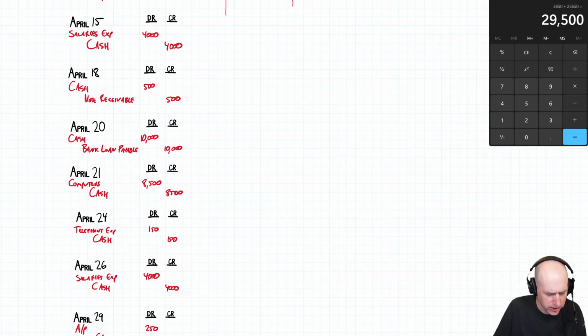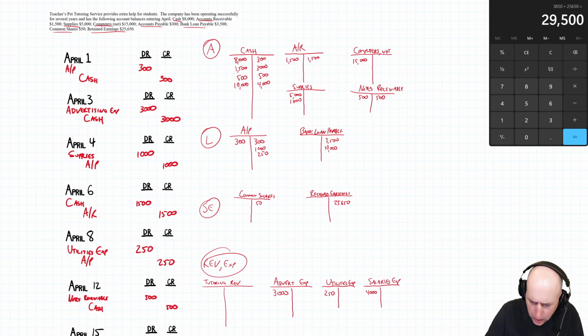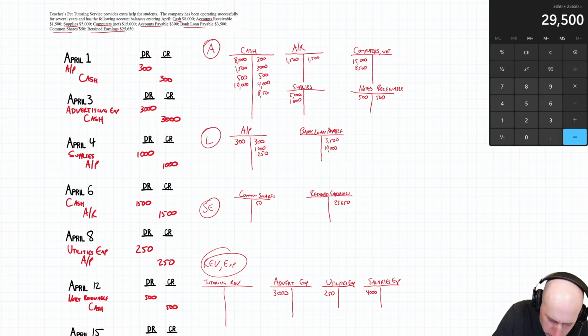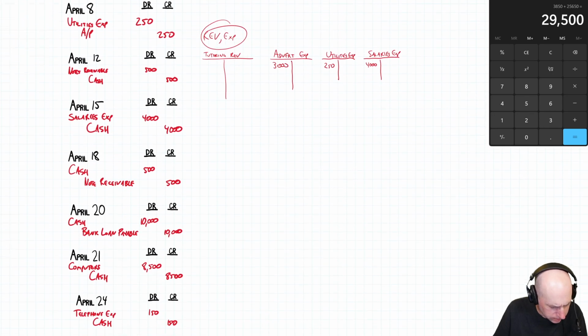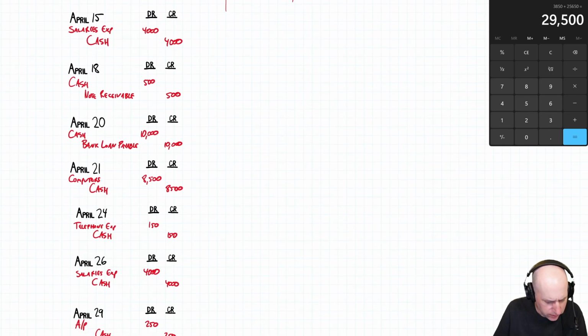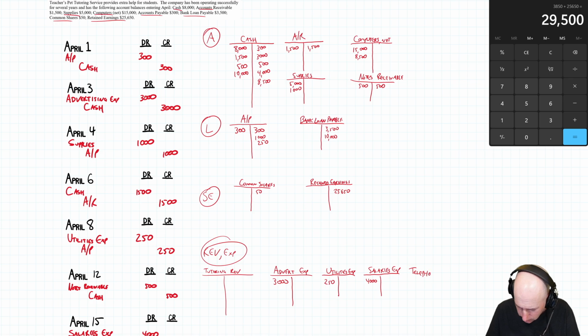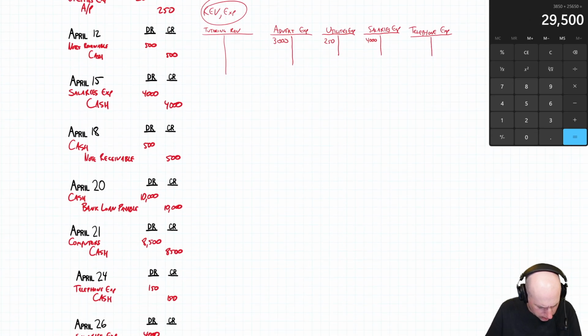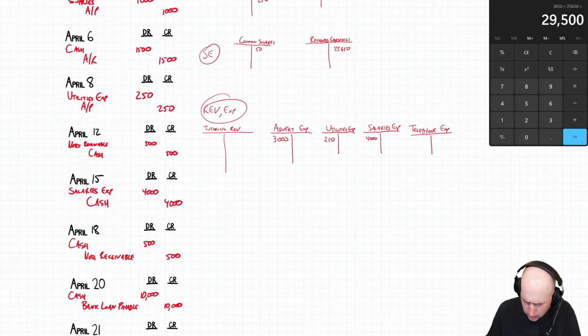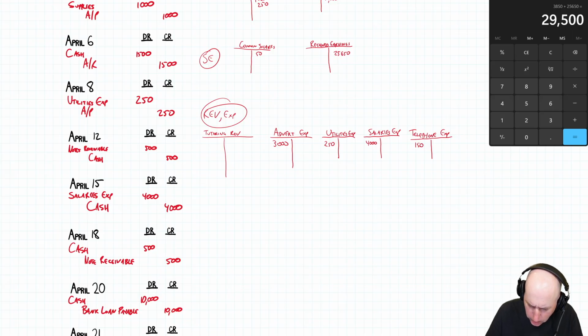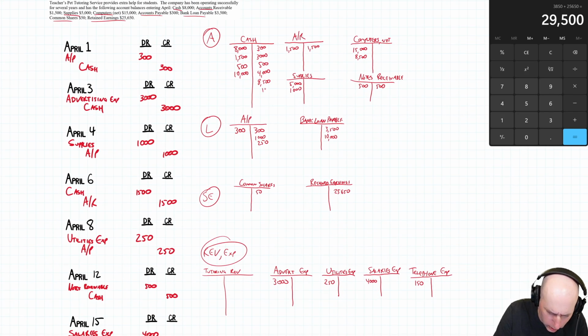Debit computers, credit cash, 8,500. Debit our computers, credit our cash, 8,500. And next, debit telephone expense, credit cash, 150. Need a new T for telephone expense. It was 150, I think. Yeah, 150. And we credit cash, 150.